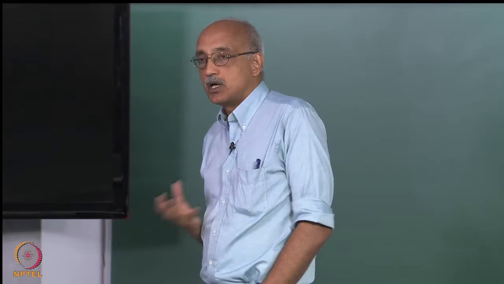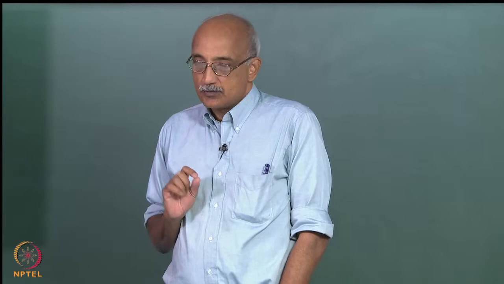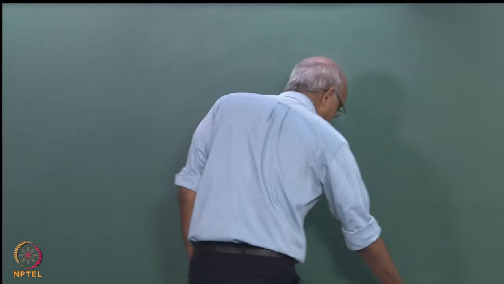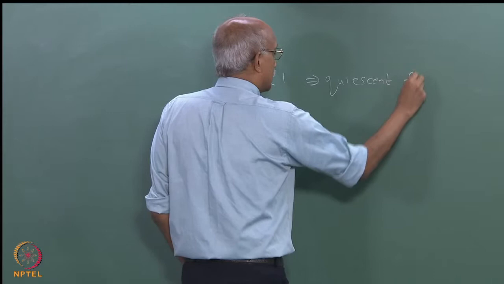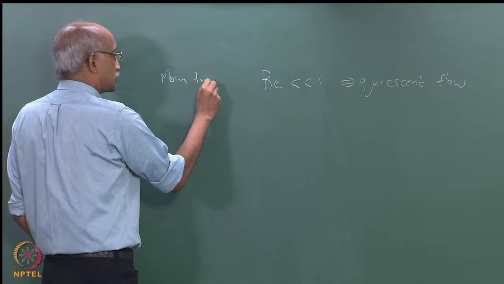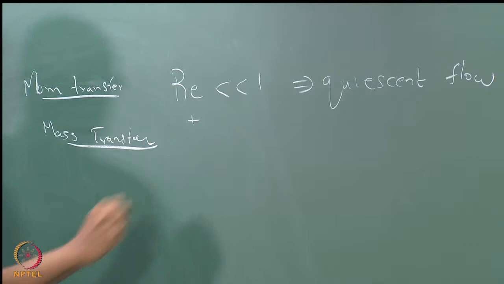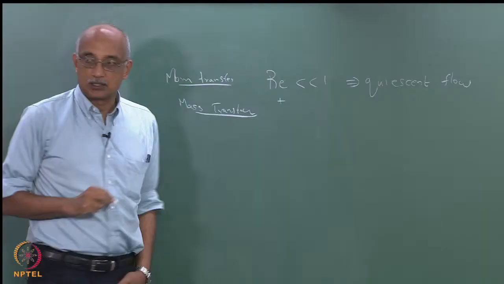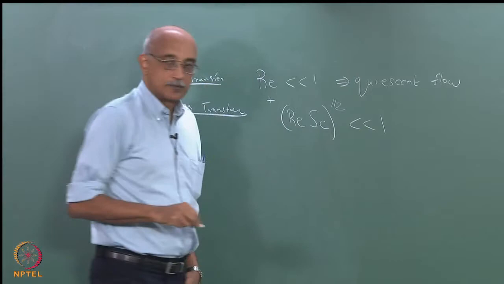However, when we talk about quiescent flow conditions corresponding to mass transfer, it is not sufficient to write it only in terms of Reynolds number. So, in terms of simple momentum transfer, you could say that Reynolds number much less than 1 implies quiescent flow. But again, this is on the basis of momentum transfer. However, if you want to establish quiescent conditions for mass transfer, there is an additional condition that applies, which says Reynolds number times Schmidt number to the power half must be much less than 1.